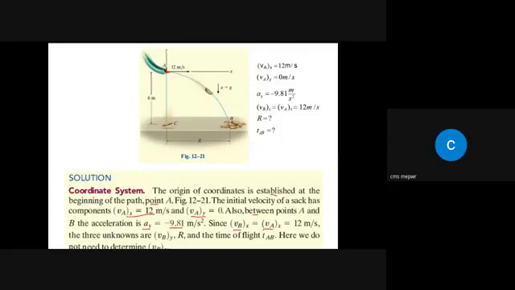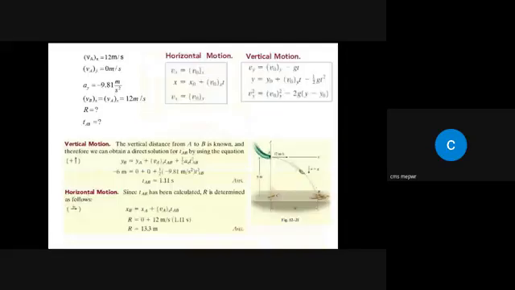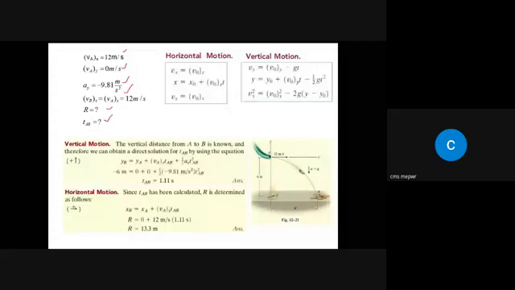And the three unknowns, what are the unknowns? vBy, r, and tB. So here we may not need that vBy. So let's look into the example. Okay, we have vx, we have vy, we have this thing, and we have this one. This is basically the given data, and this is TAB. So this is for horizontal motion, and this is for vertical motion, right?